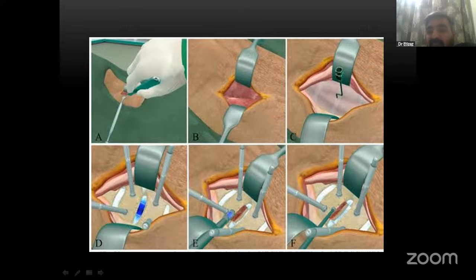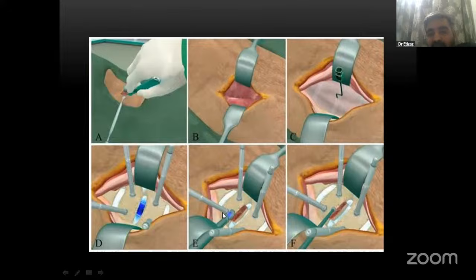If it is not decompressed, posterior osteophytes will be removed. We can open the posterior longitudinal ligament, and then we can see whether the nerve is decompressed or not. There are two options again. We can repair the posterior longitudinal ligament, or if it is less than 1 centimeter, you can leave that one.